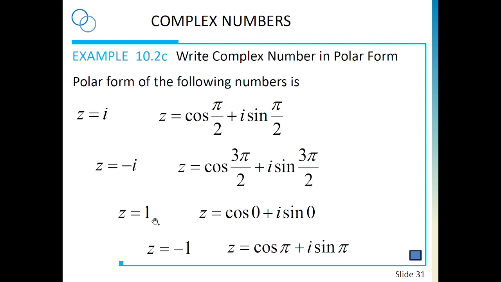z equal 1, what does it mean? Well, the real part is 1, so x is 1 and y is 0, so the angle is 0. So cosine 0, i sine 0, obviously the modulus here is 1 again. z equal -1, so where are we? We are on the negative side on the axis, and on the y-axis we are at 0, so essentially again the modulus is 1, but the angle is pi.